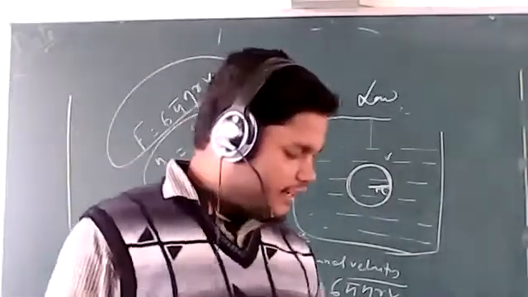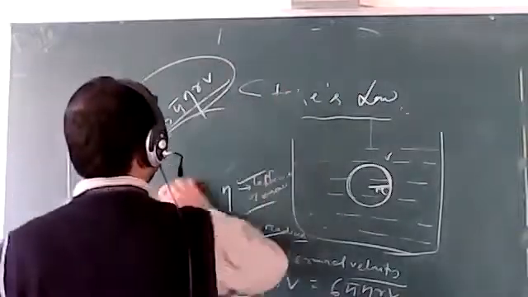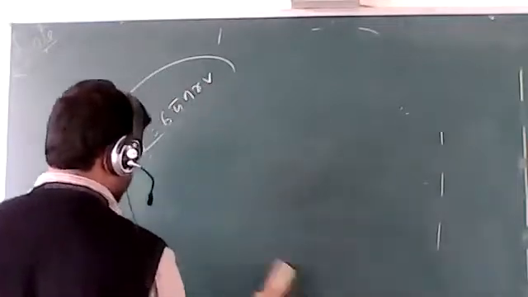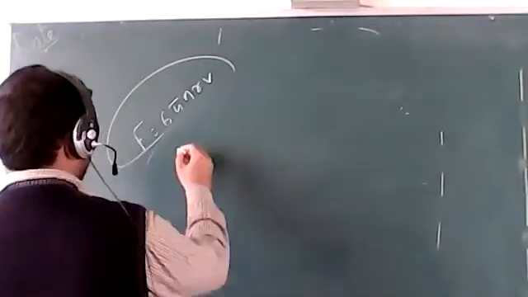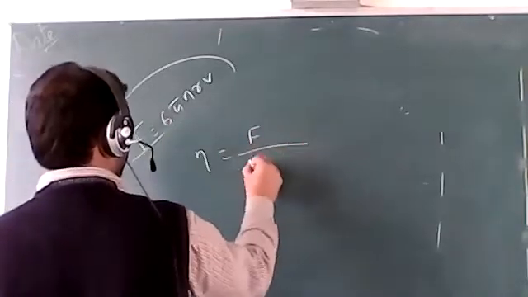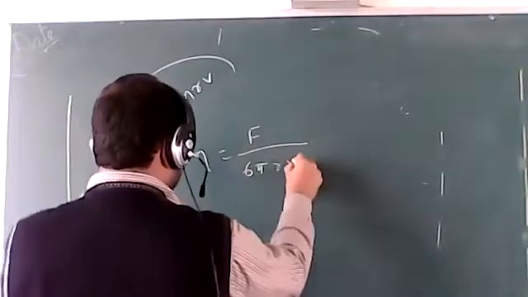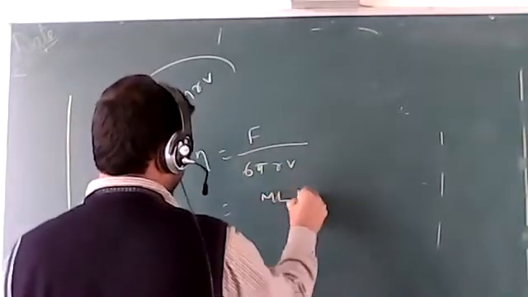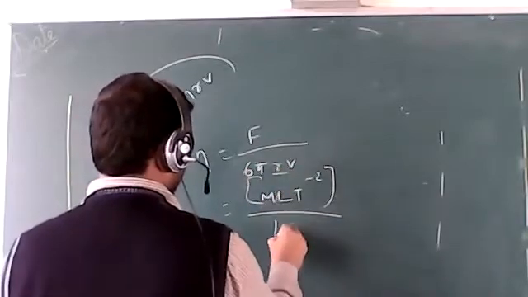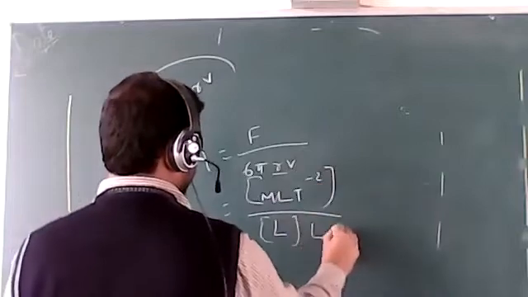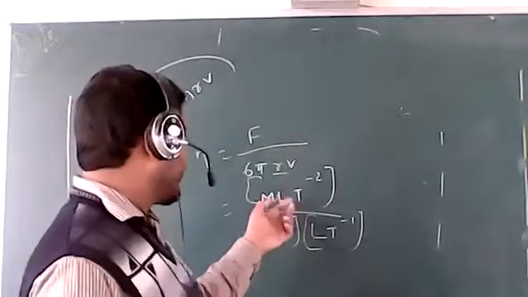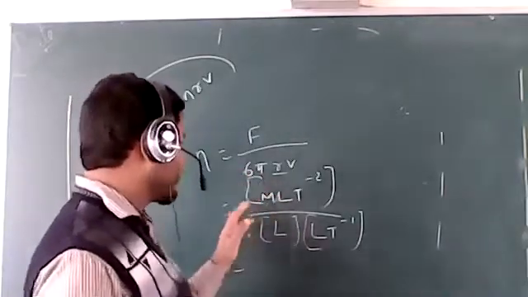Also we can derive the dimension formula from this equation. We already know the dimension formula of eta, but we can derive it from this formula too. Eta equals F upon 6 pi r v. F means MLT minus 2, divided by r v. r means L, and v means LT minus 1. The constant 6 pi has no dimension.